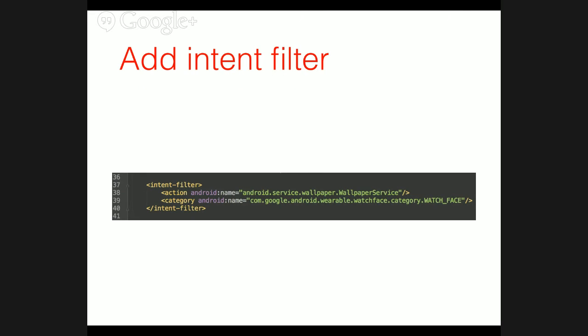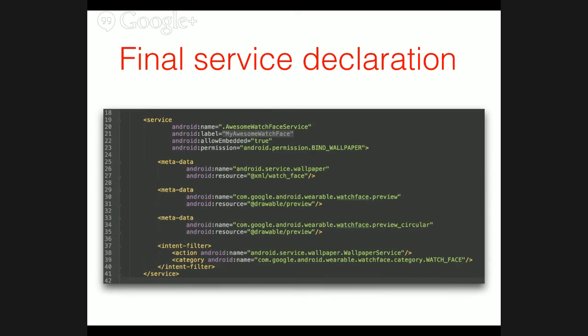Okay, and the next thing is you need to add the intent filter, since this is kind of a wallpaper service, so it actually shows that watch is a wallpaper. And this is how the final implementation of this service looks like. I know it's a lot, but you just copy paste that once, set the data needed, and that's it.